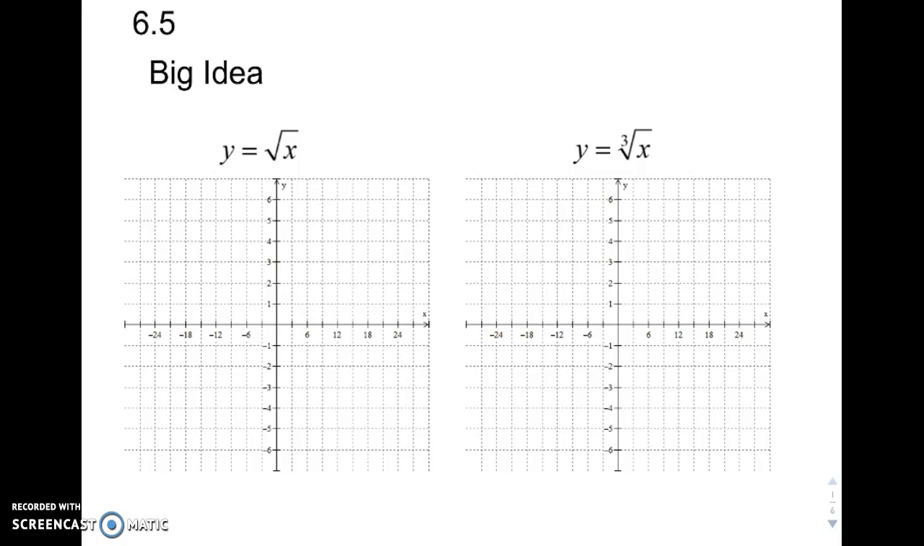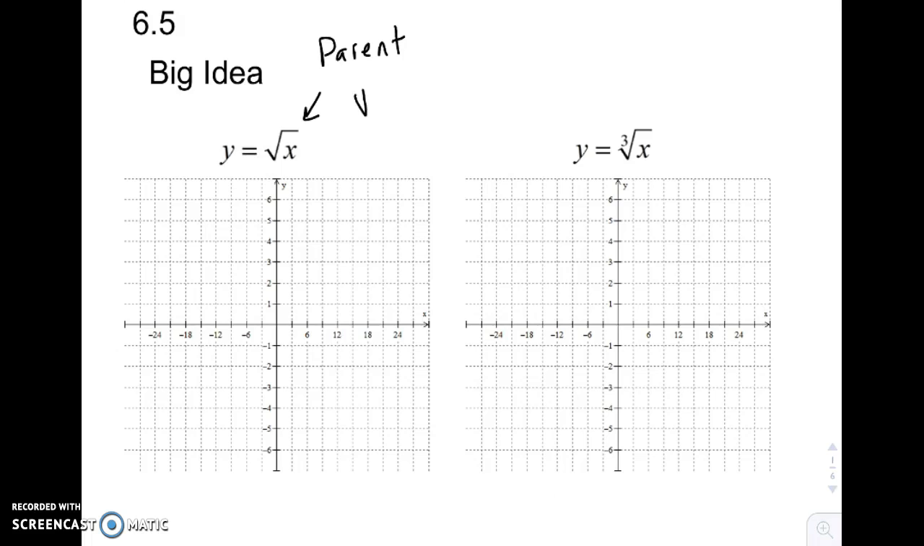Hey, this is 6.5. We're looking at the big idea here of graphing and understanding square root and cube root functions. Now, one of the first things we have to do is talk about the basic parent function and what the domain is.